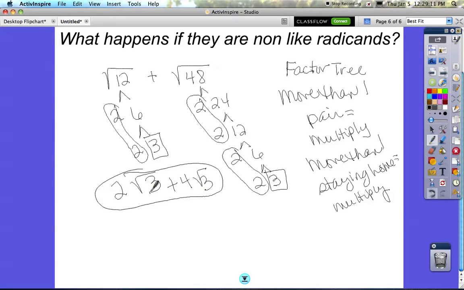So I've got 2 square roots of 3. I'm adding 4 square roots of 3, so I have, what's my answer? 6 square roots of 3. And that is my final answer. Okay? Any questions so far? I'm going to work a couple more examples.